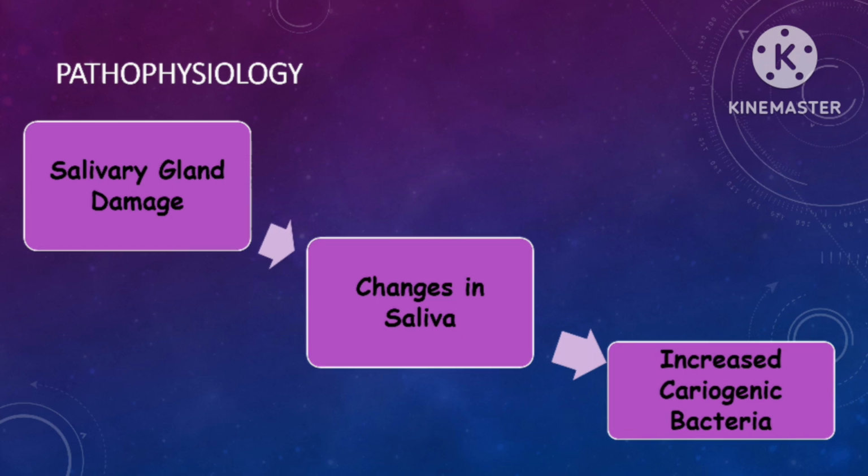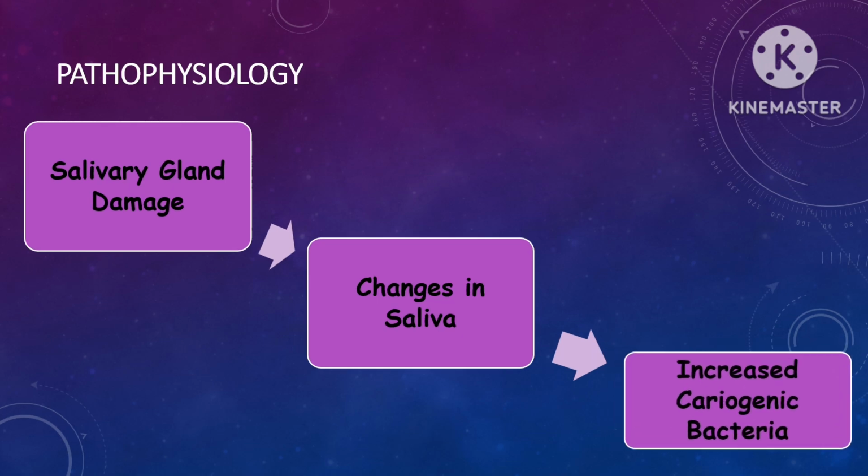mutans. The residual saliva in individuals with xerostomia also has a lower concentration of calcium ion. This results in greater solubility of the tooth structure and reduced remineralization capacity of the tooth.